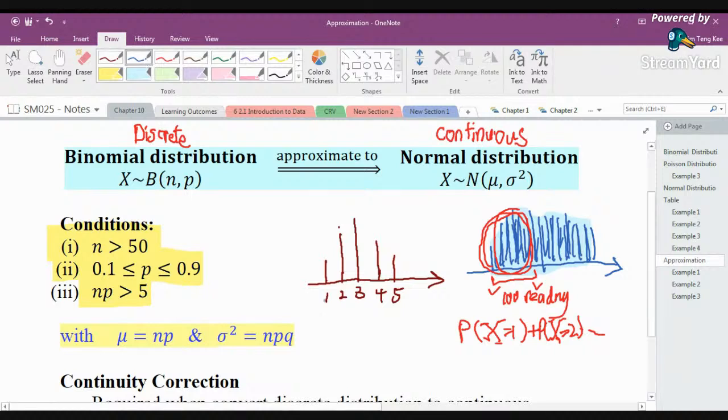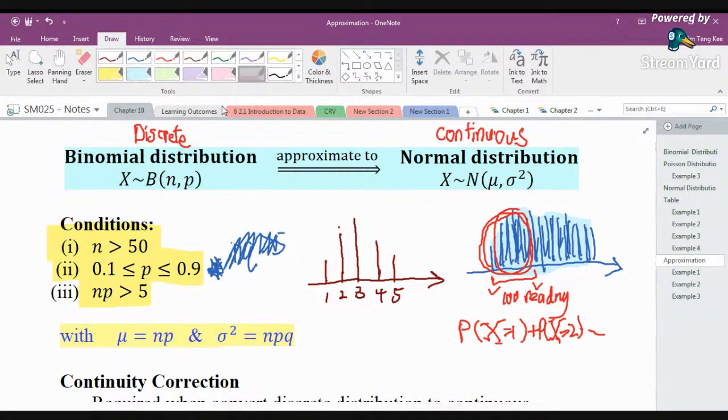By the way, in some books, or in some systems, maybe STPM or A levels, or other pre-U levels, you find that the conditions for approximation will be a bit different from ours. For example, instead of having p from 0.1 to 0.9, they may consider the condition that nq is greater than 5 as well. So this may also happen, but again, in our syllabus, you stick to this.